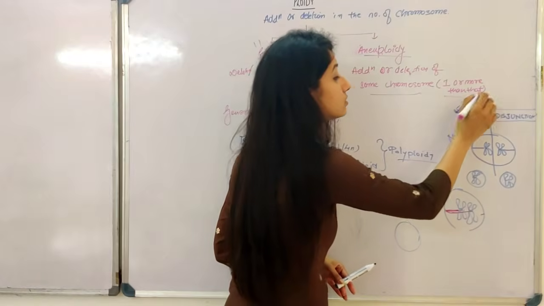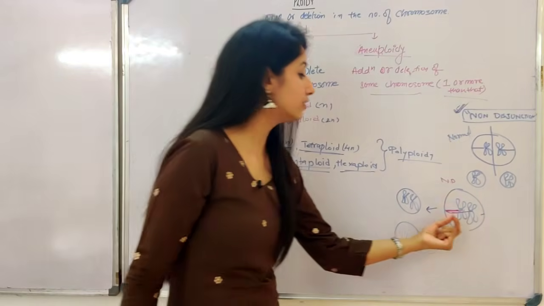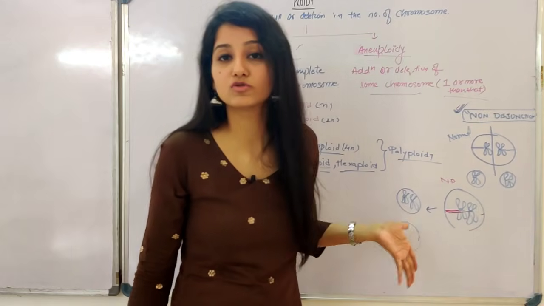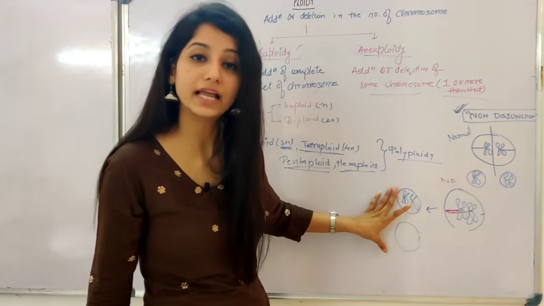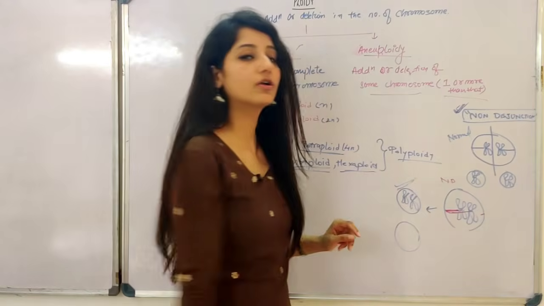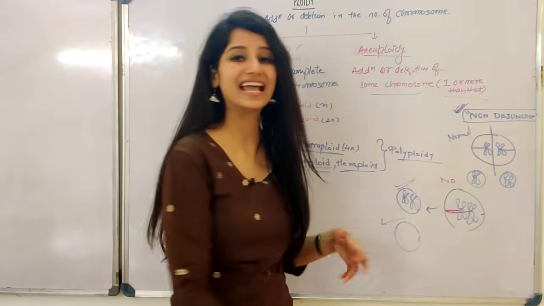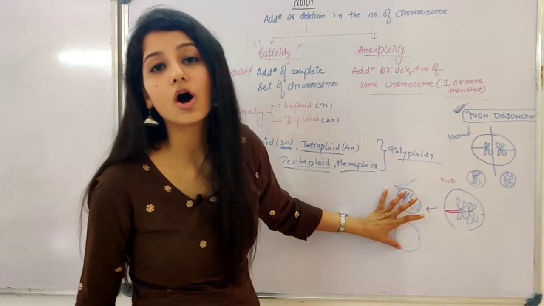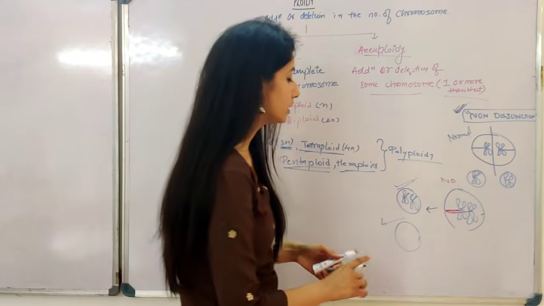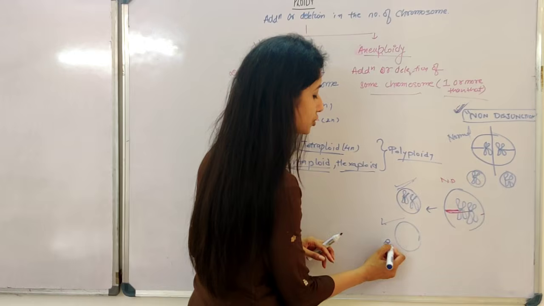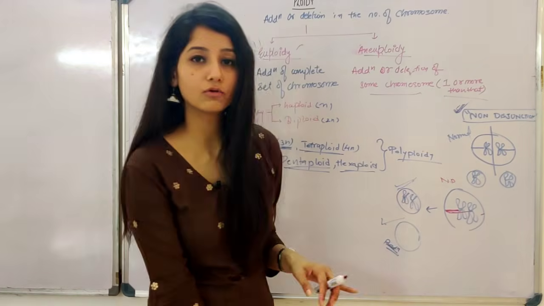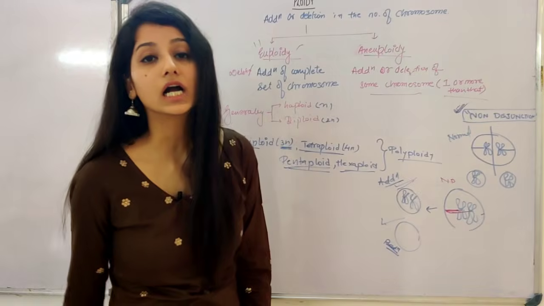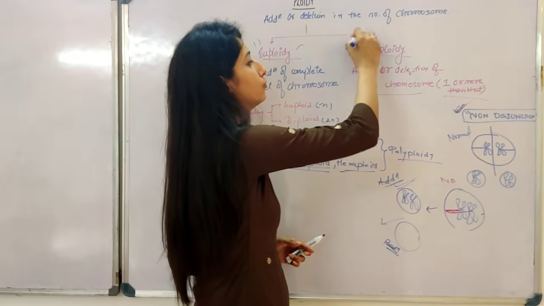So this is non-disjunction, that the chromosomes are not separated properly and an equal number of chromosomes are not divided into the daughter cells. One cell has more chromosomes while another cell has fewer chromosomes. Now non-disjunction has occurred. In this cell a reduction of chromosome has occurred, and in this one an addition of chromosome has occurred. So this is a condition of aneuploidy.